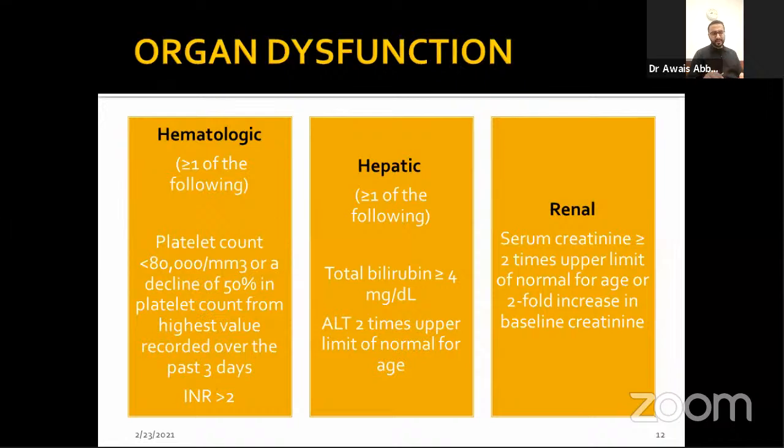And renal dysfunction, the last one: if serum creatinine is equal to or greater than 2 times the upper limit that is normal for that particular patient's age, or a greater than 2-fold increase from the baseline creatinine. So these were the 6 basic organ dysfunction definitions that we carry on when we discuss multi-organ dysfunction.